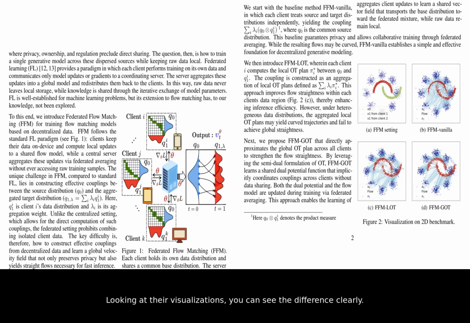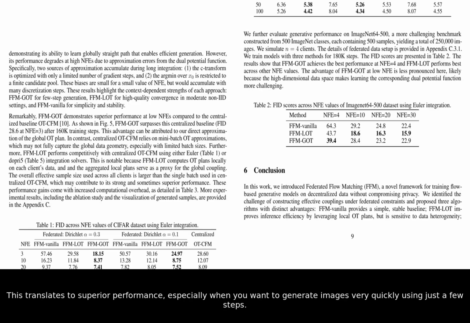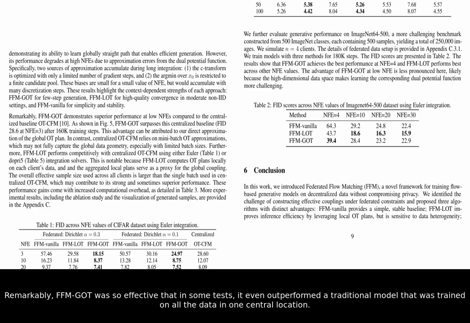Looking at their visualizations, you can see the difference clearly. The paths from FFM-GOT are much more direct and efficient than the others. This translates to superior performance, especially when you want to generate images very quickly using just a few steps. Remarkably, FFM-GOT was so effective that in some tests, it even outperformed a traditional model that was trained on all the data in one central location.